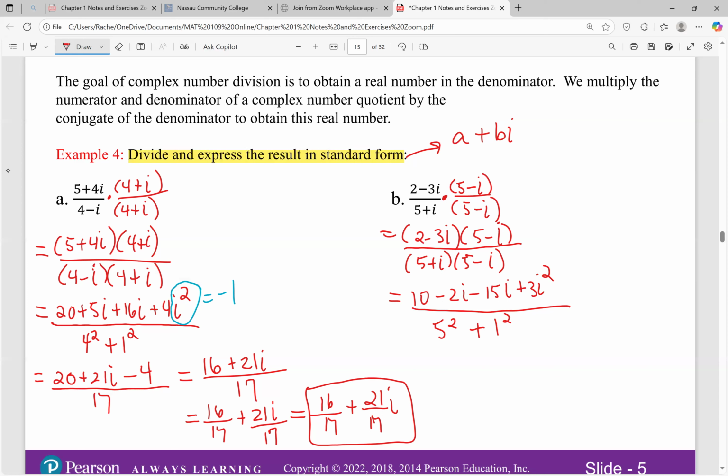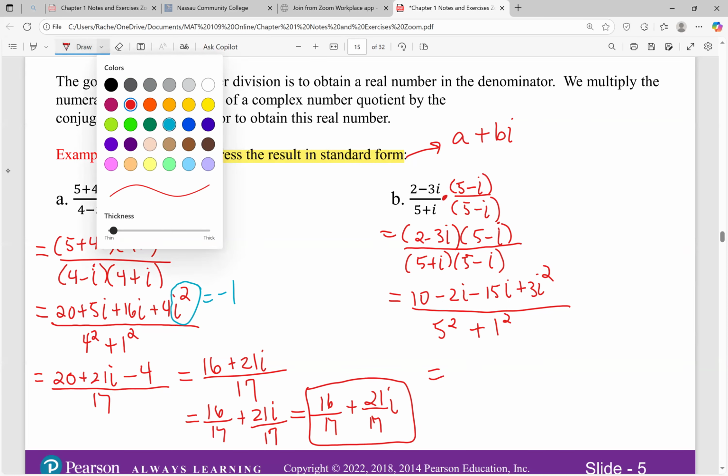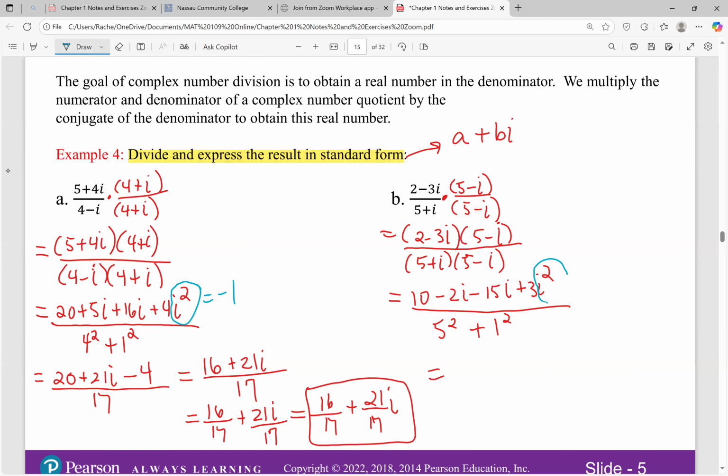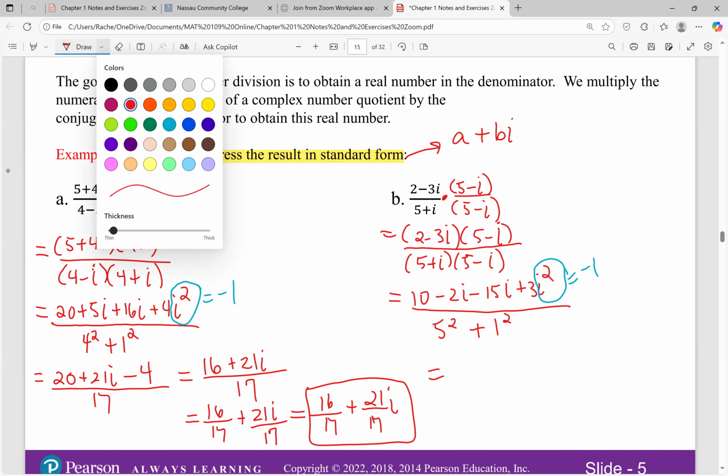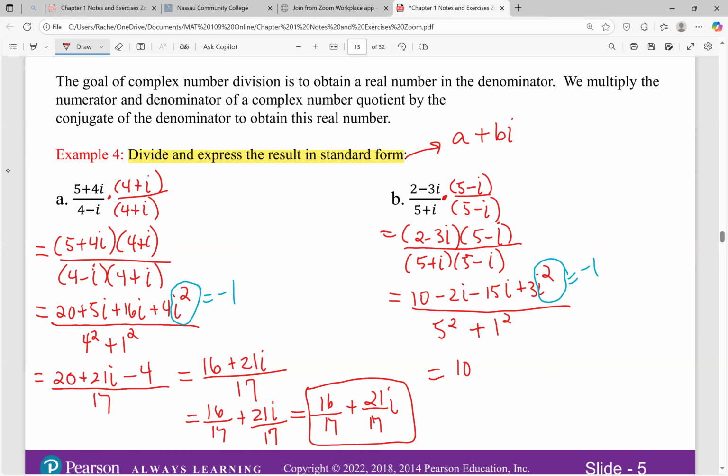And now let's simplify the numerator. And don't forget, I squared is equal to negative 1. So I'm going to have 10. The negative 2I and the negative 15I combine to a negative 17I. And now I have that positive 3 times negative 1, which is going to be negative 3. And this is going to be over 5 squared plus 1, which is 25 plus 1, which is 26.